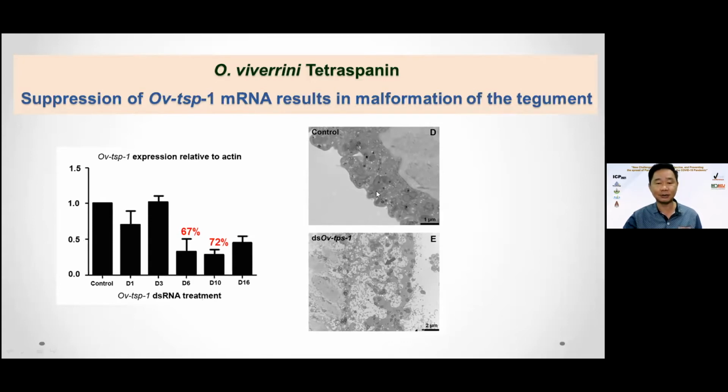After the knockdown, we took those worms and checked them with a transmission electron microscope. You can see this is a section of the worm, and this is the normal tegument of the adult worm. After we introduced double-stranded RNA of Opisthorchis viverrini tetraspanin into the worm, you can see degeneration and malformation of the tegument here. This also happens with tetraspanin 2 and tetraspanin 3. That means suppression of tetraspanin by using RNA interference also works.